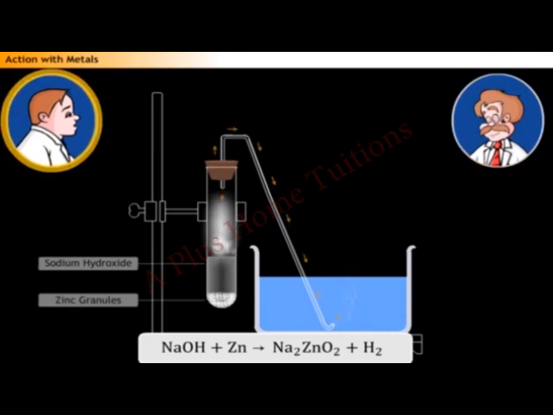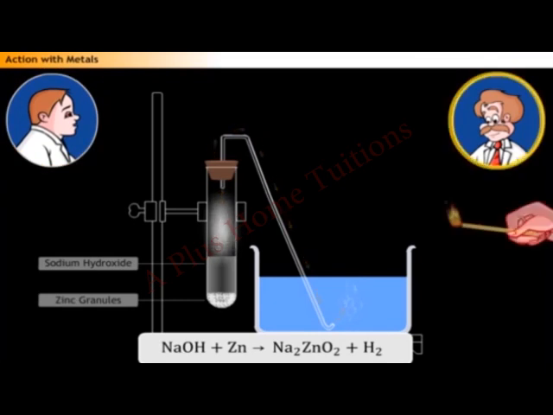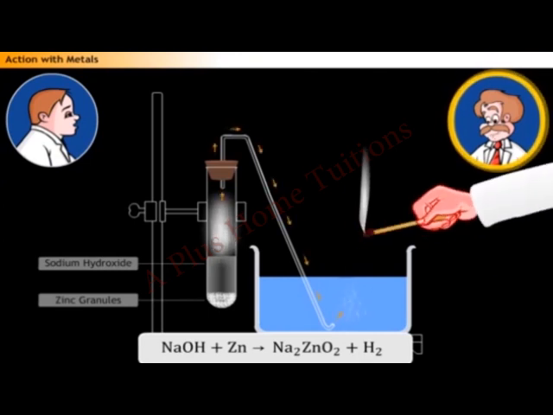I don't see any gas. How can you say it's hydrogen gas? The liberated gas can be tested with a burning splinter, which is put off with a pop sound indicating the presence of hydrogen gas.